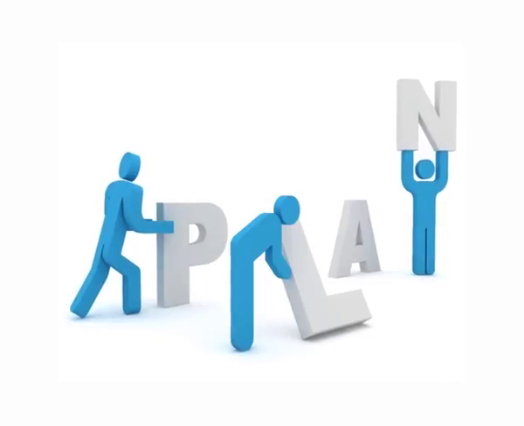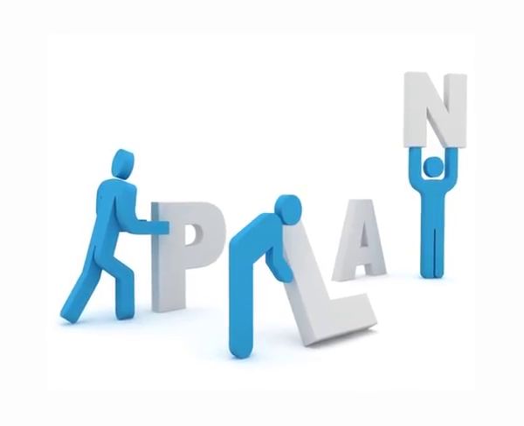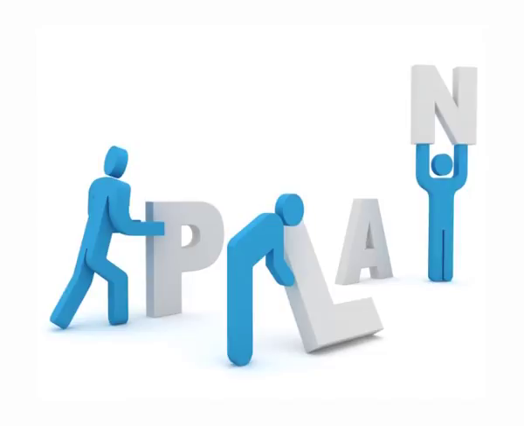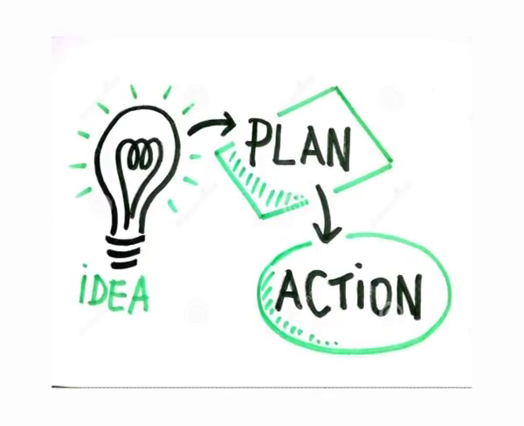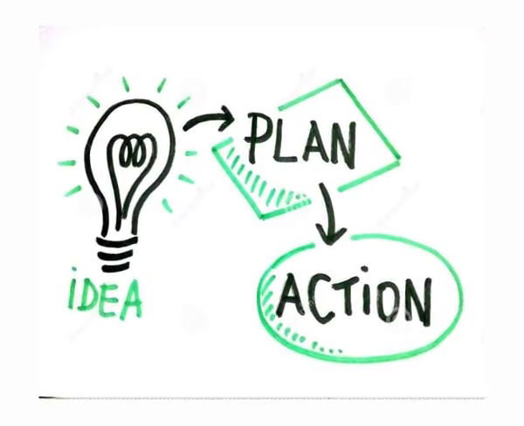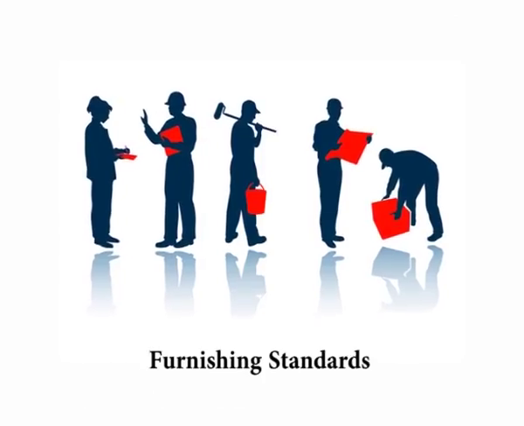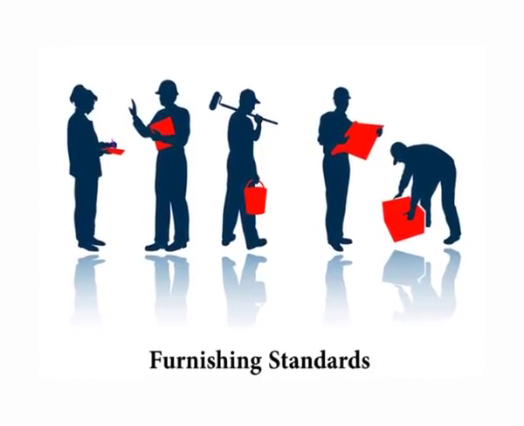Inseparable in the sense that unplanned action cannot be controlled because control involves keeping activities on the predetermined course by rectifying deviations from plans. Planning helps control by furnishing standards of performance.